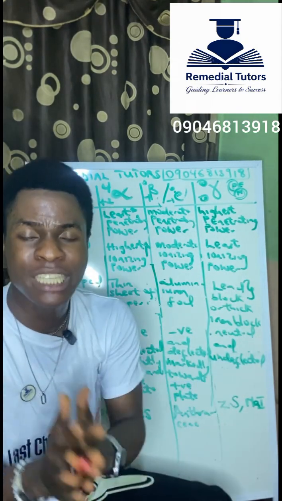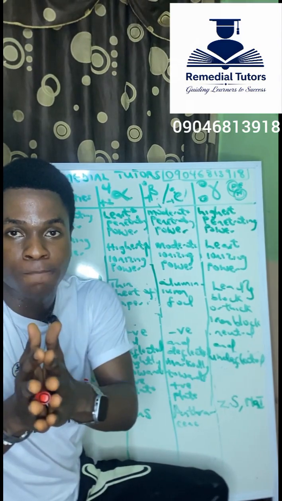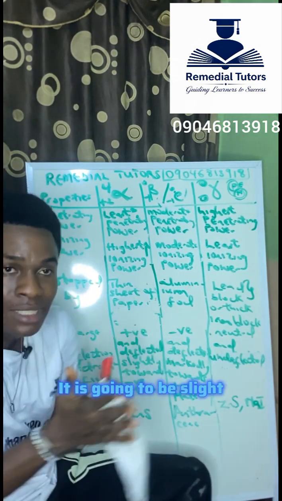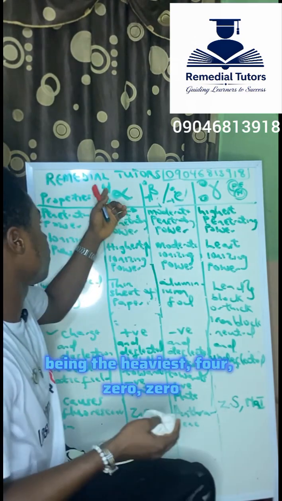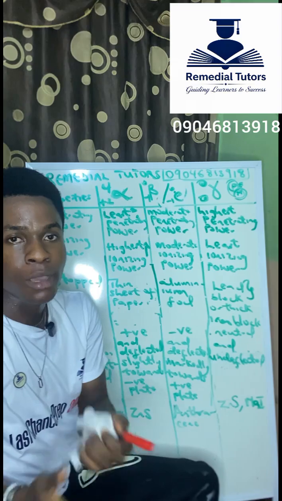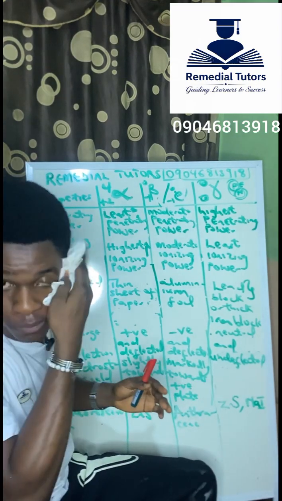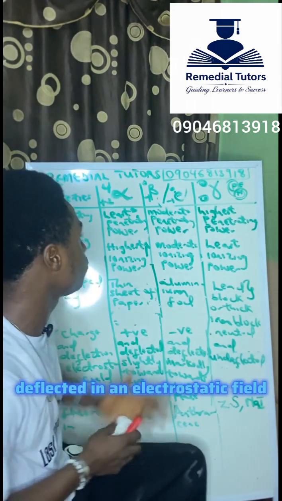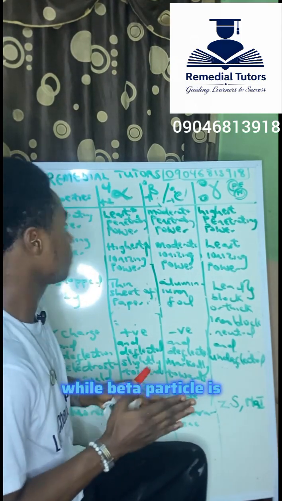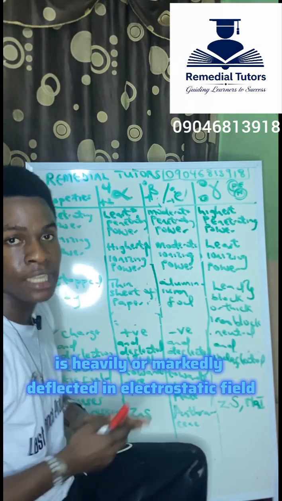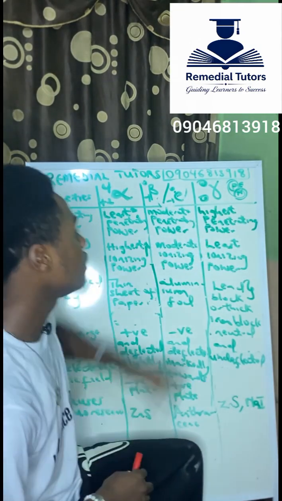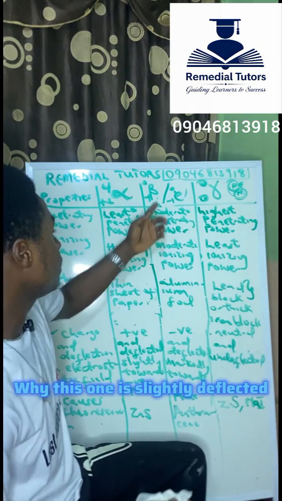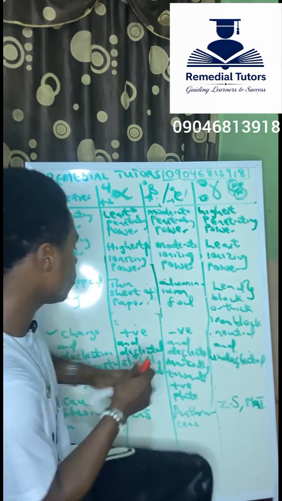And being the heaviest, it is going to be slightly deflected in an electrostatic field. It is not going to be heavily deflected. Being the heaviest, with a mass of 4, before someone can push you, the person will try. So that's why alpha particle is slightly deflected in an electrostatic field, while beta particle is heavily or markedly deflected in an electrostatic field. Why is gamma undeflected? It is undeflected because it is massless, and at the same time it has no charge.